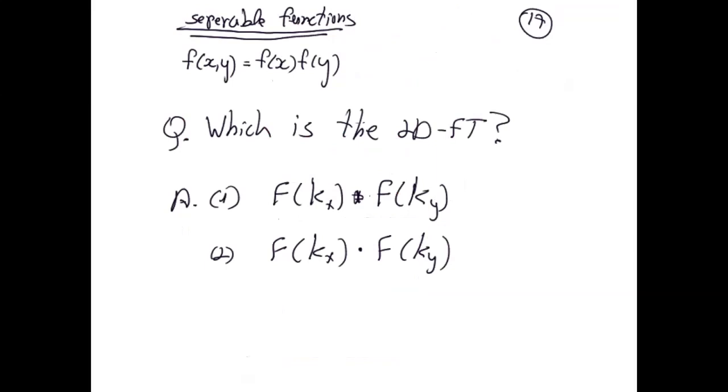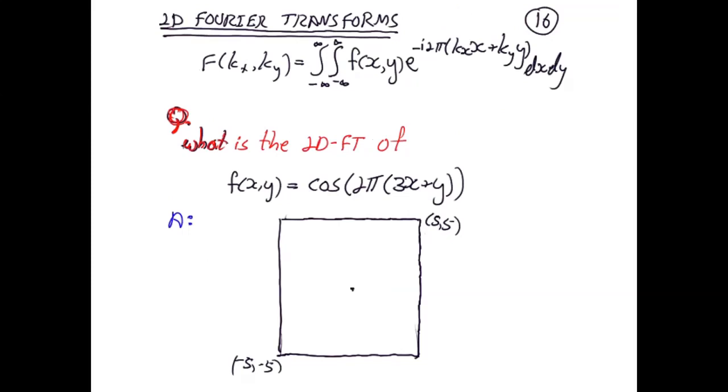All right, what if I have separable functions, like f(x,y) is f of x multiplied by f of y? Can I ask a question about the previous example? How do we know that the impulse is at 3, 1 and not at minus 3, 1 and 3, minus 1?